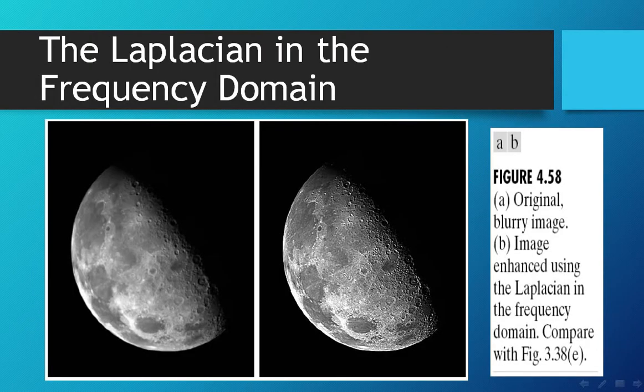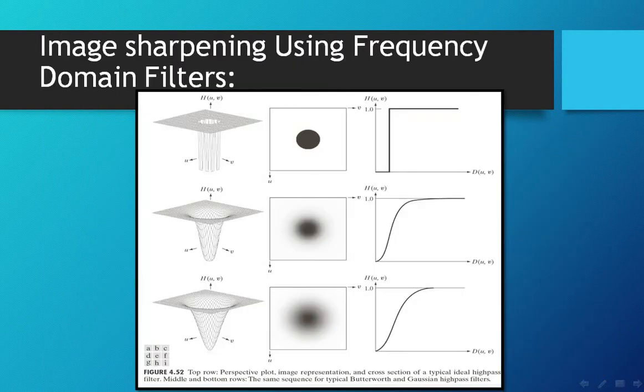Let's see another example of the Laplacian. The first image is the original blurry image, and the second moon image is the image enhanced using the Laplacian in the frequency domain, which is very clear, and the objects and the image quality are greatly enhanced.